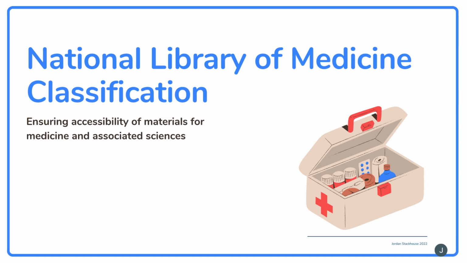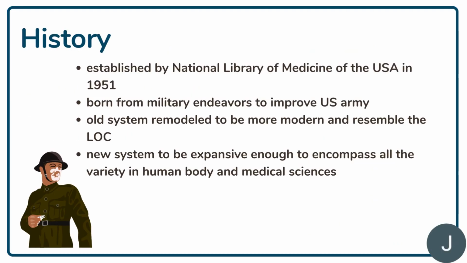The National Library of Medicine classification system is specifically designed to organize the content related to medicine and other related sciences like pharmaceuticals. The idea of NLM classification was presented by the U.S. military in the late 1940s, and by 1951, it was established mostly to improve the endeavors of the U.S. Army. The NLM classification needed to be made expansive enough to encompass all the variety that is the human body and medical science.